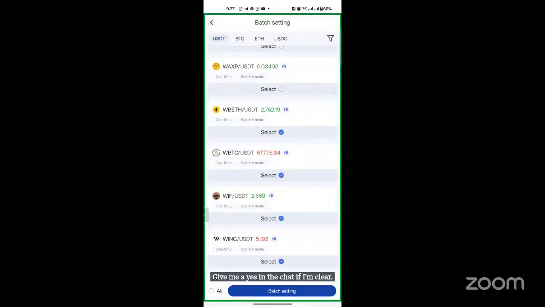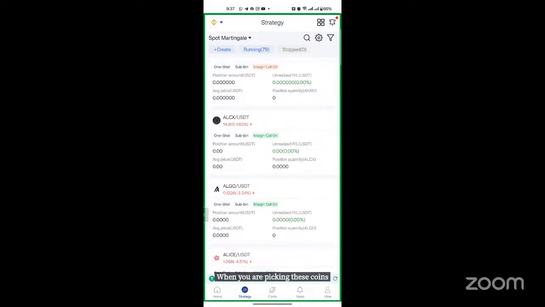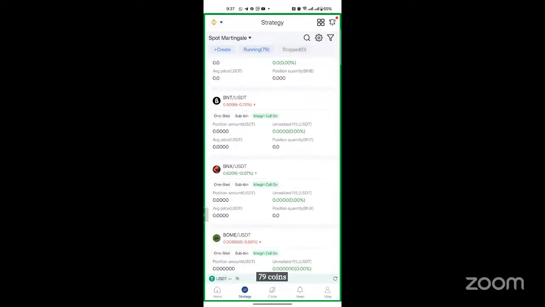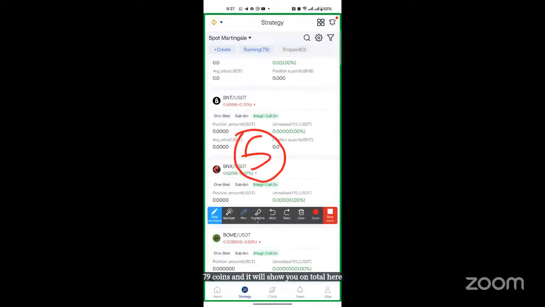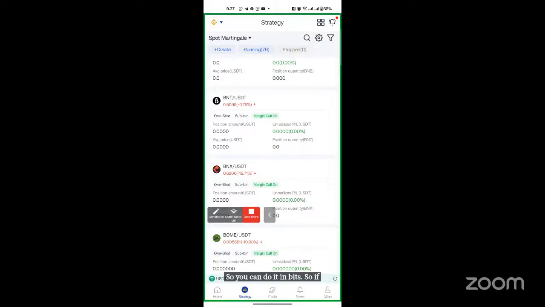Now, the other thing I will say, when you are picking these coins, you see it will be here waiting, 79 coins, and it will show you on total here. It will find one that is in the oversold. Once it meets, it will buy. So you can do it in bits. So if I did this first one, I can still come back here.